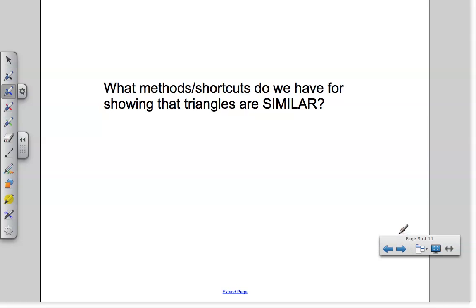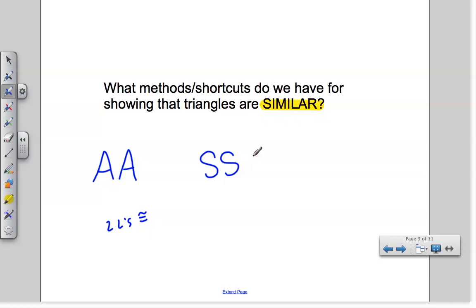And let's summarize a little bit here. We now have three methods, or three shortcuts, for showing that triangles are similar. And hopefully remember these three methods that we have. Triangles are similar by angle-angle similarity. You would need these two angles to be congruent. Remember that angles are congruent in similar figures.